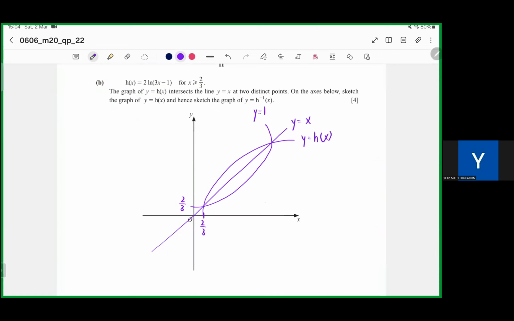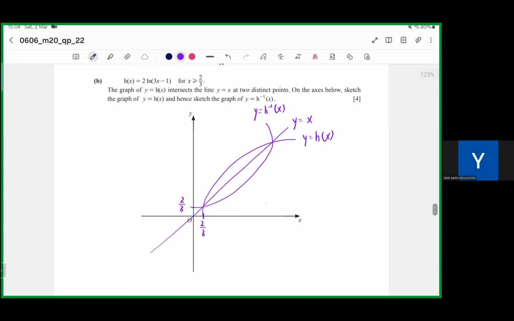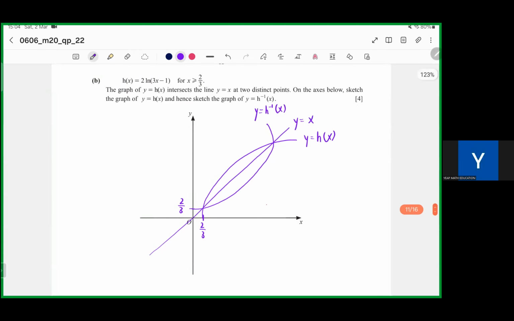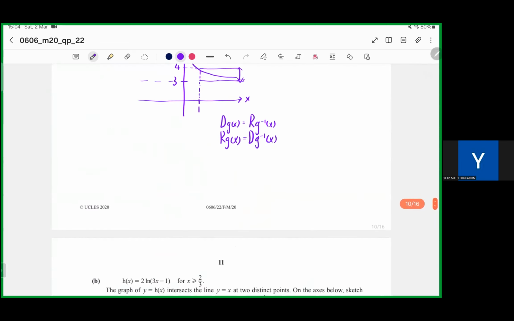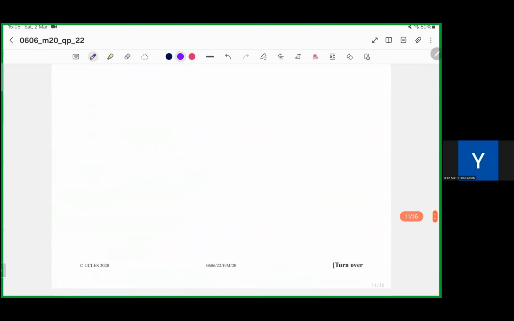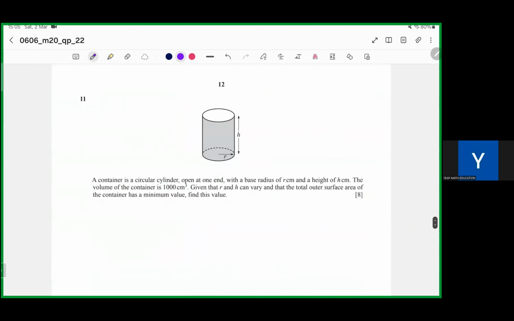And don't forget to label it, because if you don't label it, we also don't know which one is h and which one is the inverse function. And please don't forget to label the x-intercept. This is for question 10 here. Now we look at question 11 here.